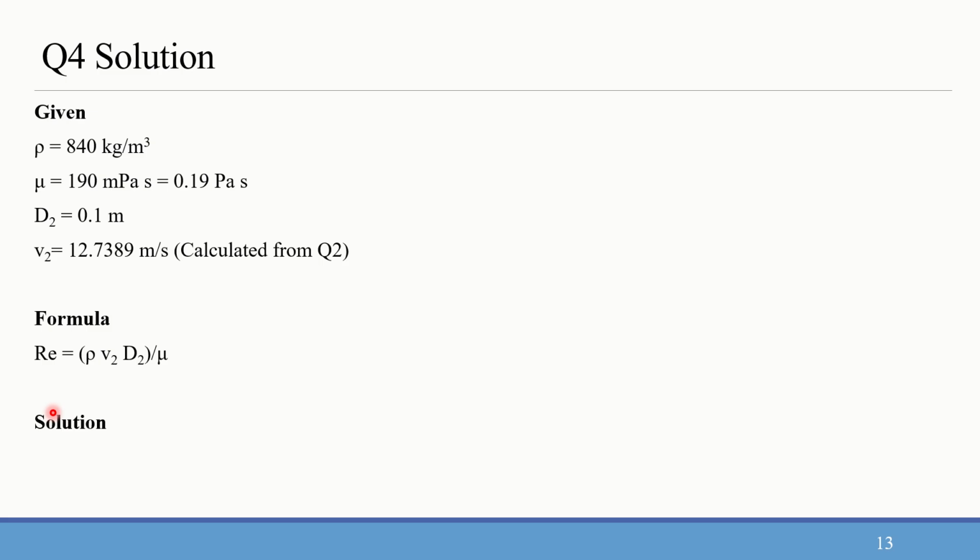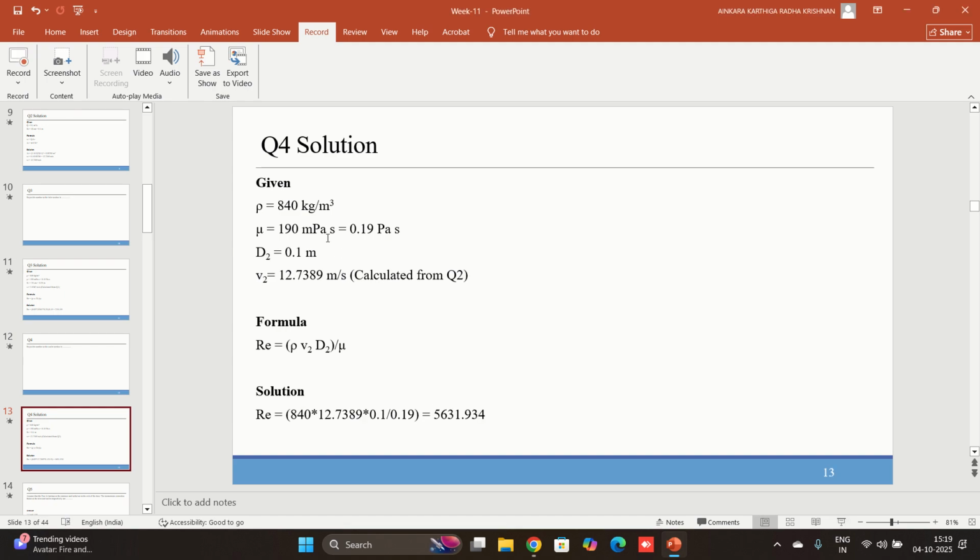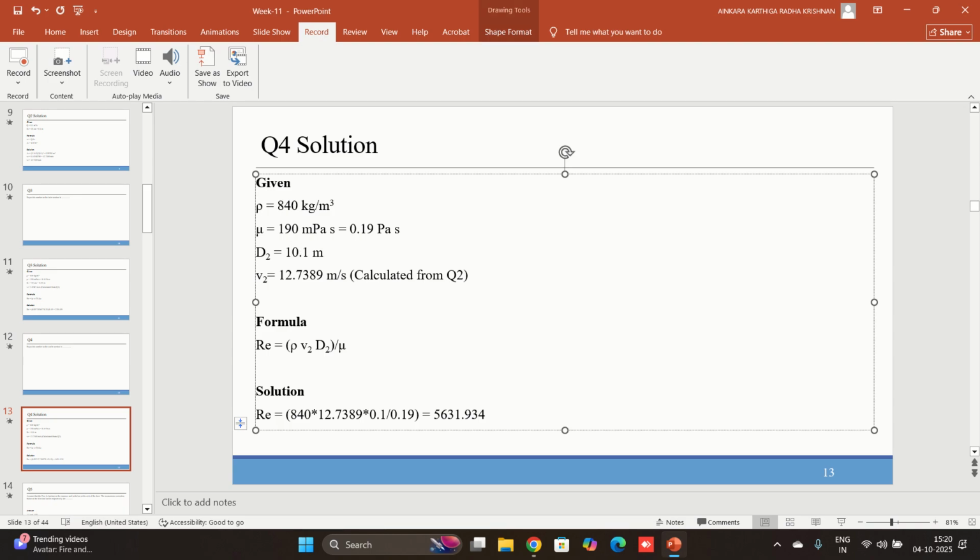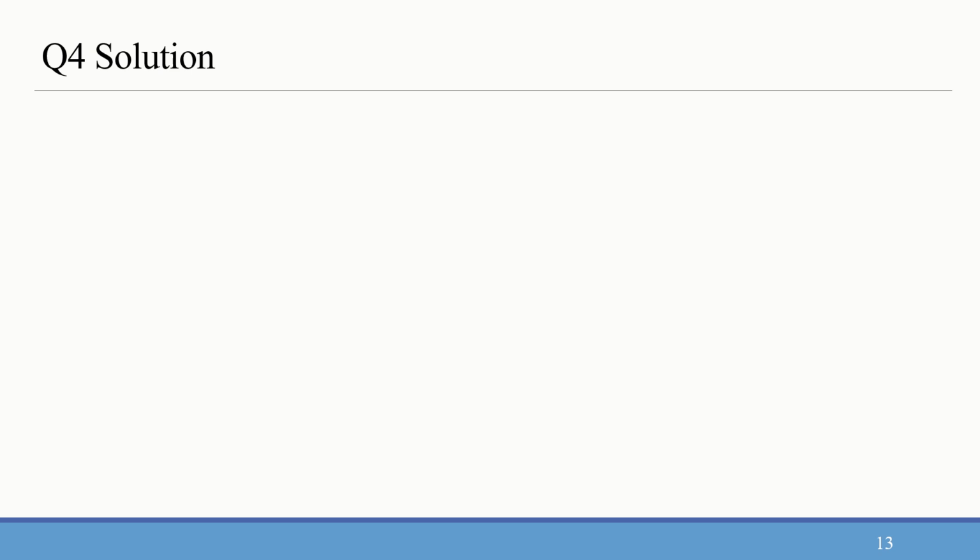The formula is rho v d by mu, and the solution is 840 into 12.7389 into 0.1, divided by 0.19. That gives 5631.934. Again it is comparatively high, so it is kind of near the turbulent regime. So that is what we can say from question 4. Now we can move to the next question.